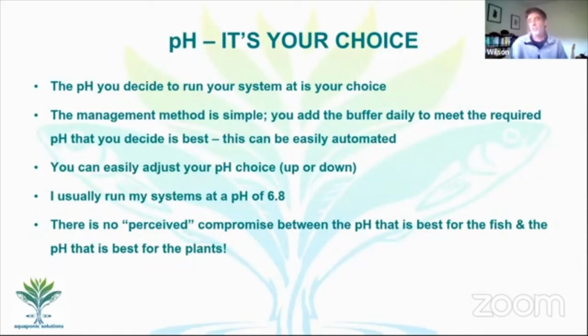The pH, it's your choice. I run my systems at around 6.8 usually. There's no perceived compromise. You can run it wherever you think is best, but I like it at 6.8 because it's good for the fish still. It's below that 7 mark, which means you are avoiding some chemistry of some potentially harmful ammonia. And fish like it, plants, no worries with it. It can be easily automated as well, adding buffer.